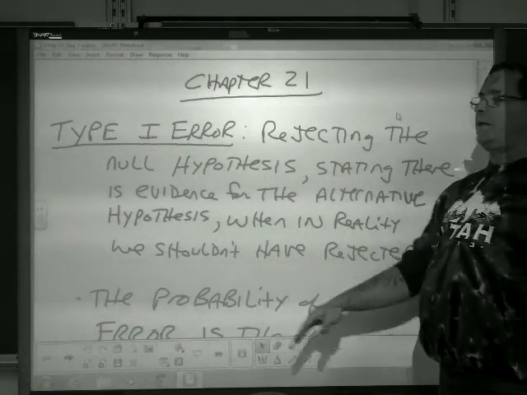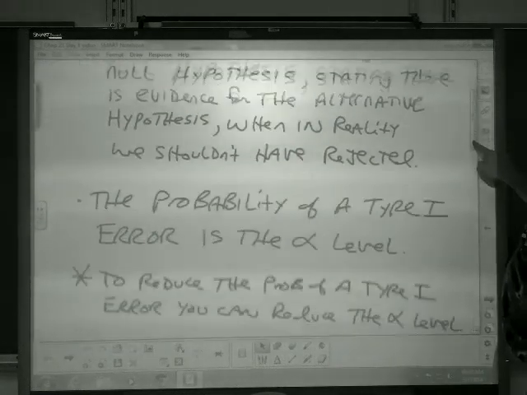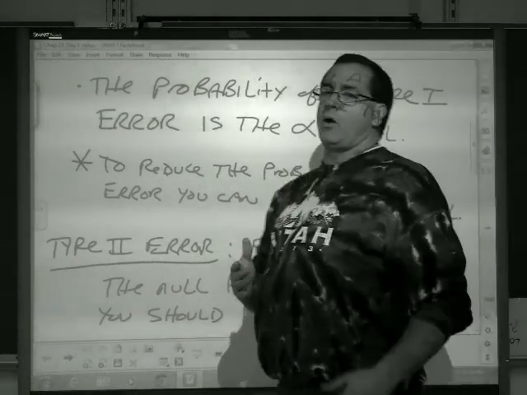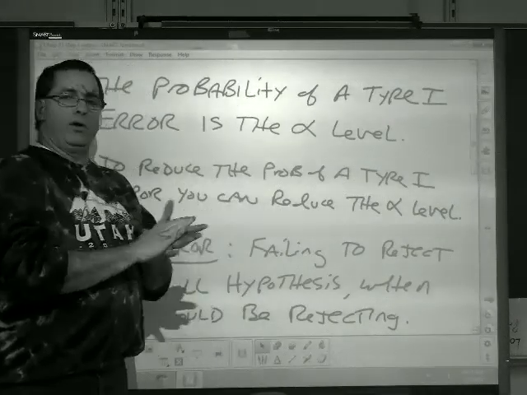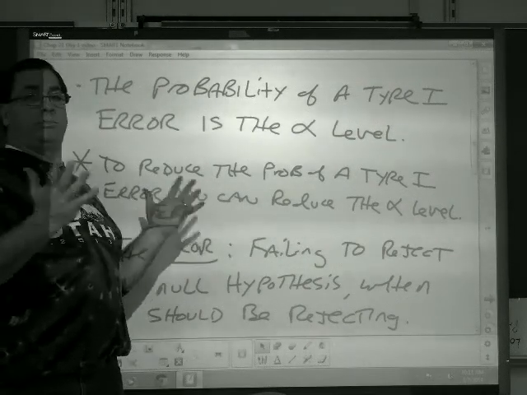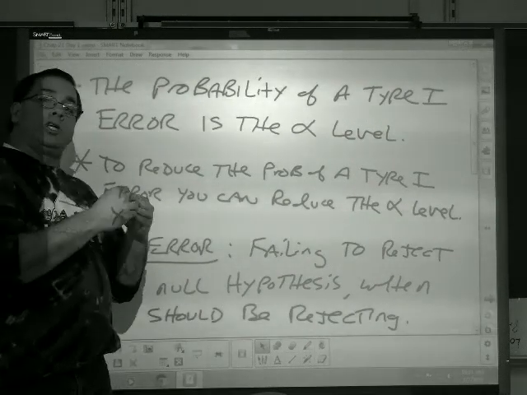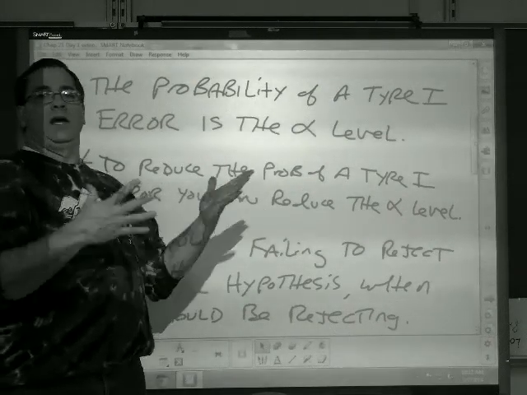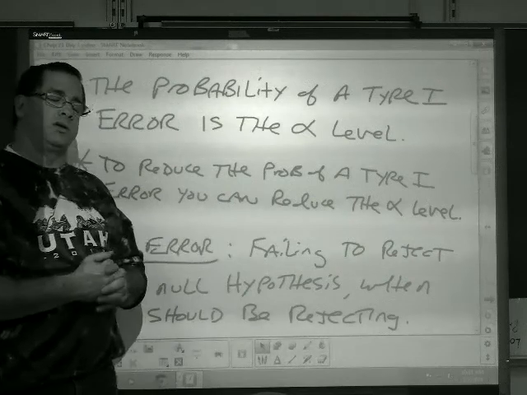The probability that you'll make a type 1 error is the alpha level that we choose. Now, our rule of thumb has always been alpha 0.05. You can make any alpha level you want. You can make alpha level 0.10, and if the chance of you getting a result is less than 10%, you would say, hey, we reject, we have evidence for the alternative.